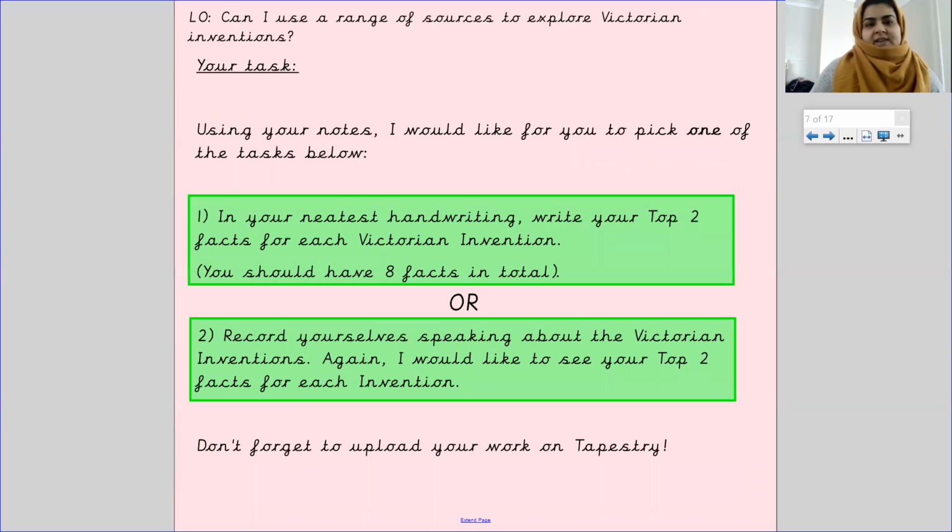Fantastic. Okay, so welcome back, Pankhurst. Your task today is, using your notes, I would like for you to pick one of the tasks below. So choose again what is appropriate for you or what you feel like you can do. In your neatest handwriting, as we discussed yesterday, I want you to write your top 2 facts for each Victorian invention. So in total, you should have 8 facts, because you watched 4 videos and should write down 2 facts for each of those inventions.